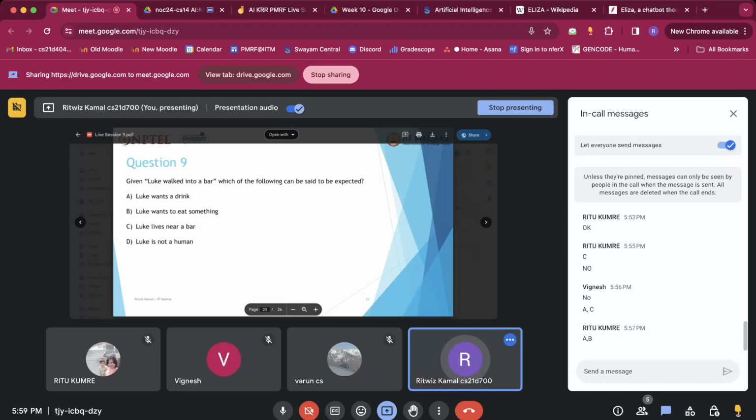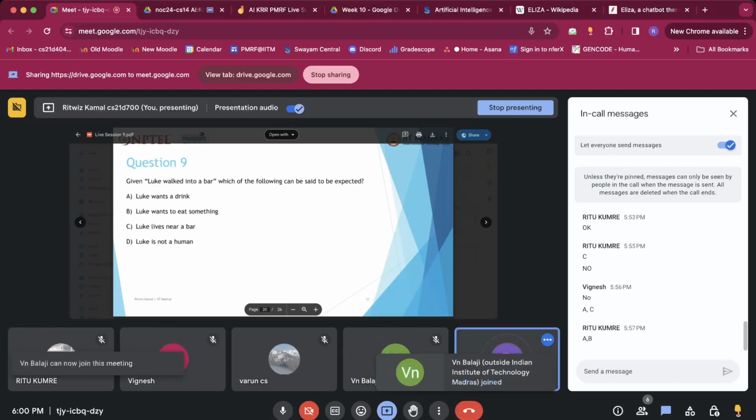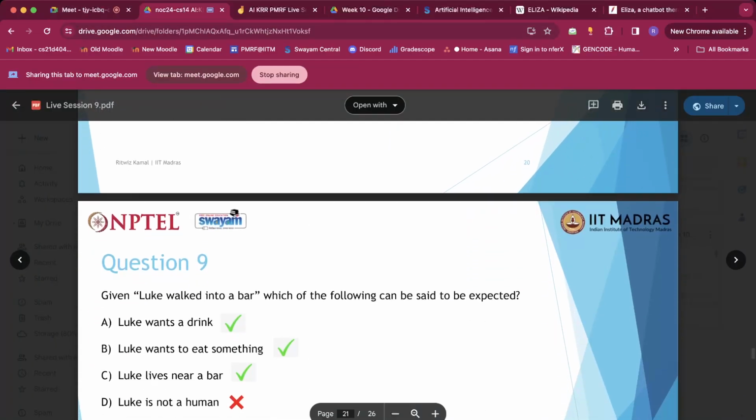It can also be possible that Luke lives near a bar, because we have said that Luke walked into a bar and not something like Luke drove to a bar or Luke cycled to a bar, right? So because Luke is involved in the action of walking, we can expect that Luke lives near a bar. Whereas the last option is something that we cannot expect. Luke is not a human is not something that we can expect based on just this sentence, because that would not make any sense, right? And that would also not be stereotypically associated with this particular piece of information that is given to us. Usually non-human people don't walk into a bar, right? So the correct options in this case would be A, B and C.